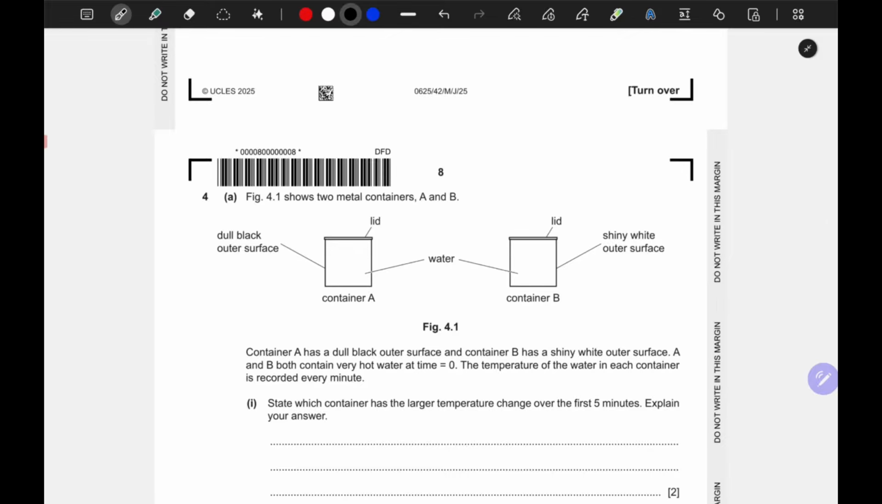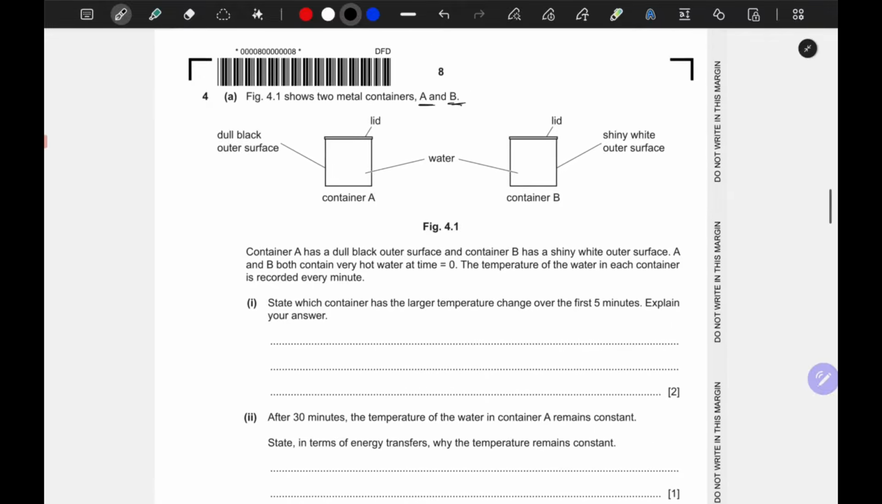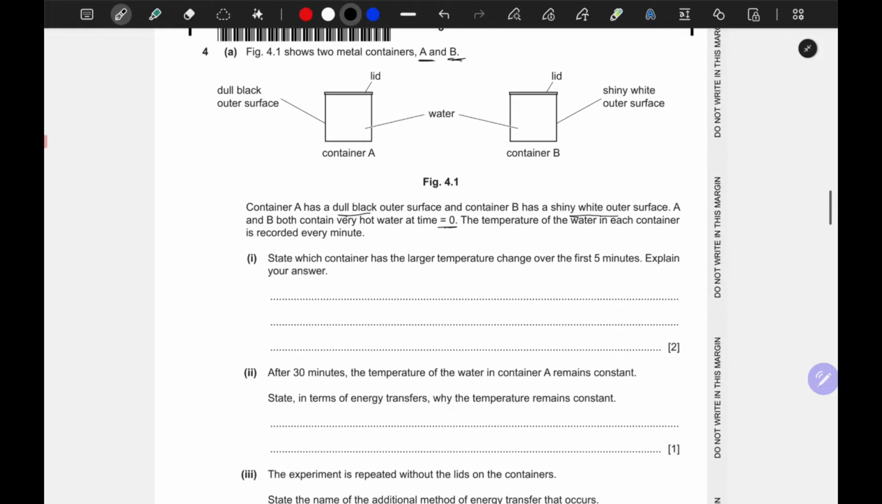Part 4a. Figure 4.1 shows two metal containers, A and B. Container A has a dull black outer surface, and container B has a shiny white outer surface. A and B both contain very hot water at time 0. The temperature of the water in each container is recorded every minute. Part 1. State which container has the larger temperature change over the first 5 minutes. Explain your answer.